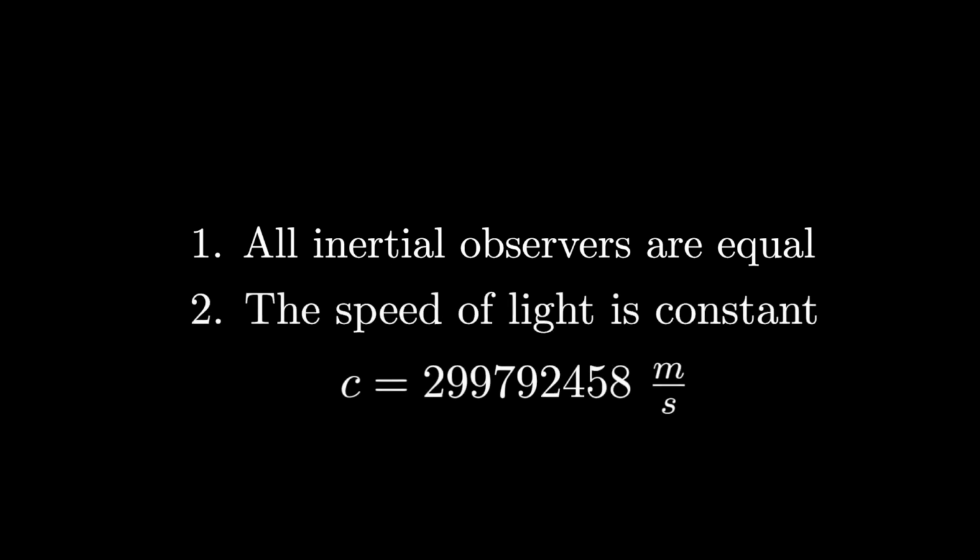Two established facts by the beginning of the 20th century were the following. First, all inertial observers are equivalent, where inertia means that the observer is moving at a constant velocity, and second, that the speed of light is constant. In this video, we are going to see the consequences that come from these assumptions.